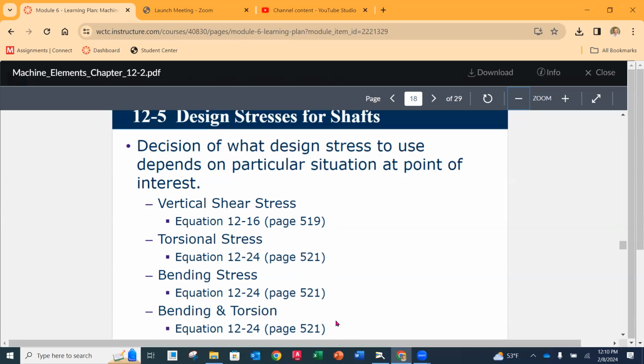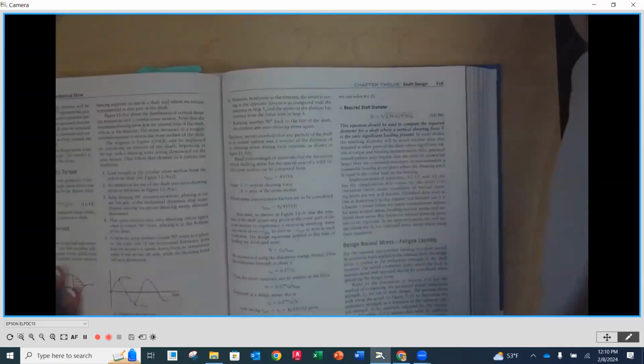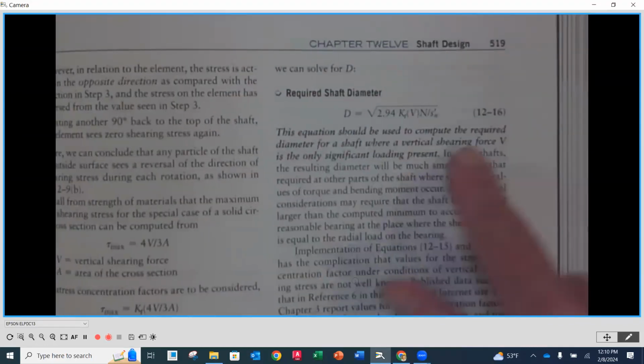So we might as well take a look. On page 519, at the top of the second column is going to be the vertical shear stress. So I'm going to go underneath here, and that equation is right here. So it's not a tough equation.